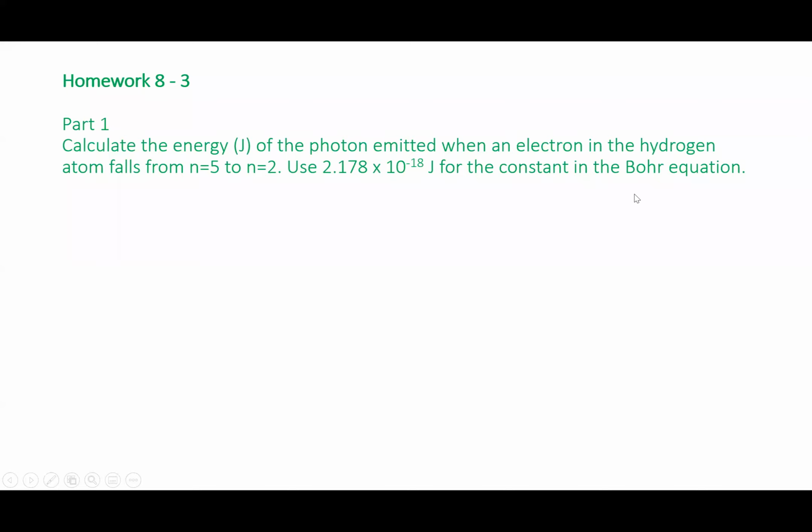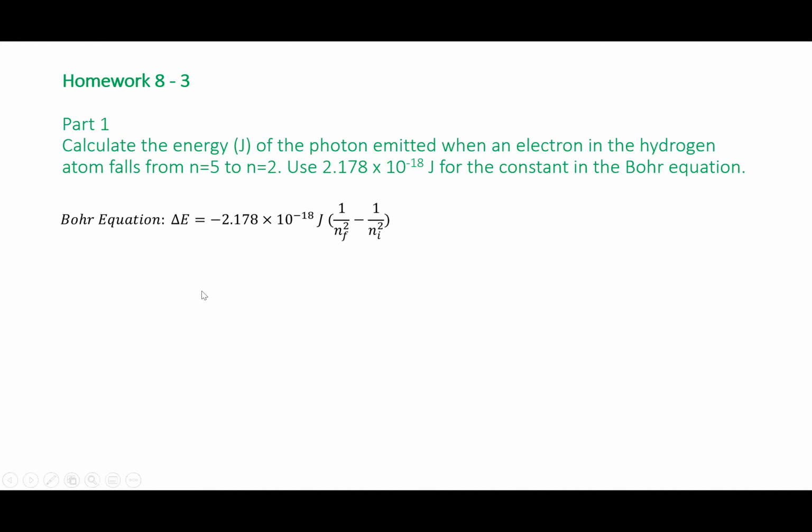For this problem, you're going to have to calculate the energy of the photon emitted when an electron in the hydrogen atom falls from your initial state of n equals 5 to your final state of n equals 2. And this problem clues you in that you're supposed to use the Bohr equation to solve it. So knowing this, here is the Bohr equation.